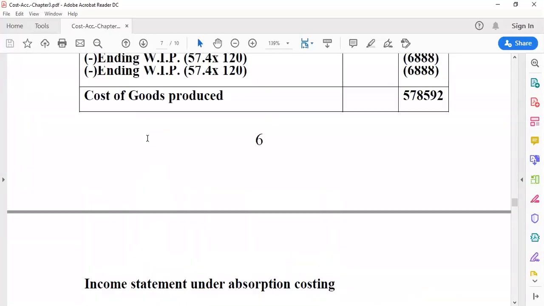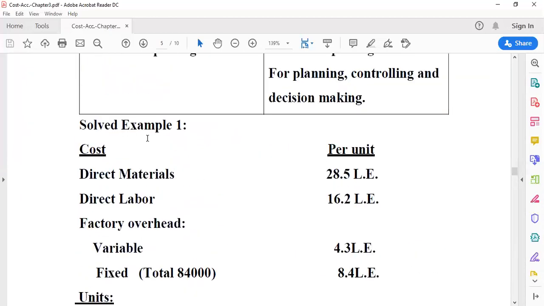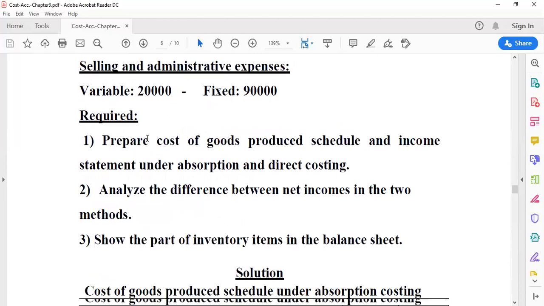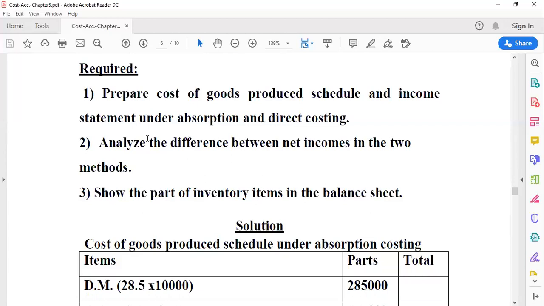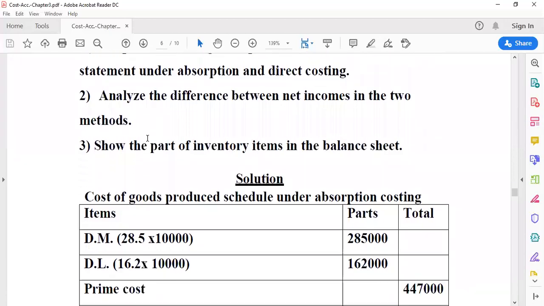If we go back to the example and our requirements, required number 1, we have finished. Required number 2, we also have finished. What about the third one? To show the part of inventory items in the balance sheet. How can I show the part of inventory in the balance sheet?